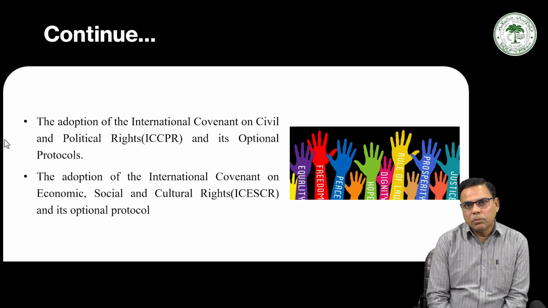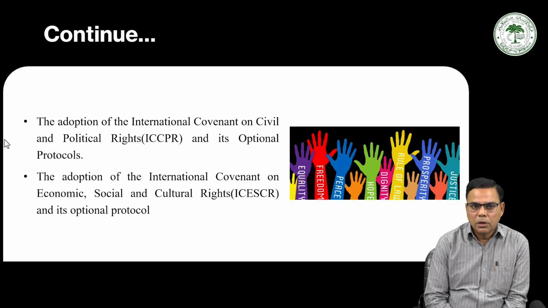One of the criticisms of the UDHR was that it provided rights to individuals. The group rights were not addressed. Here you will find in the ICCPR, under Article 27, the rights of minorities have also been mentioned.